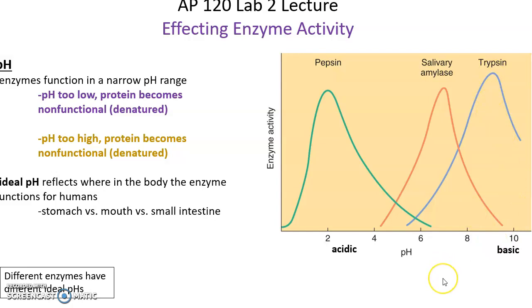And finally, trypsin here. Trypsin works in the small intestine. Small intestine is basic in nature, so trypsin works best at a pH around 9. So again, as you increase the pH, you increase the activity of the trypsin enzyme until you reach the ideal pH of around 9. Continue to increase the pH and the trypsin enzyme becomes less active. Go to extreme pHs and you denature the enzyme.